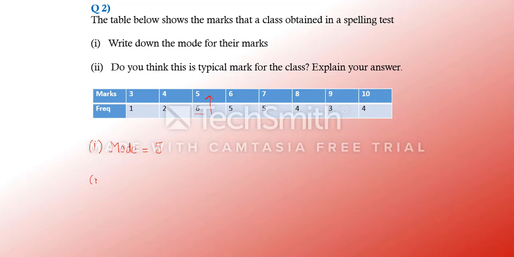Now to answer the second part of the question, is mode a typical mark for the class? The answer is actually going to be no. The reason is, if you have a closer look, more than half of the class actually secures marks which are more than 5, because 5 plus 5 plus 4 plus 3 will actually give me a 21 as an answer. So more than half of the class has actually secured marks which are more than 5. So that is the reason why the mode over here does not represent a typical mark for the class.